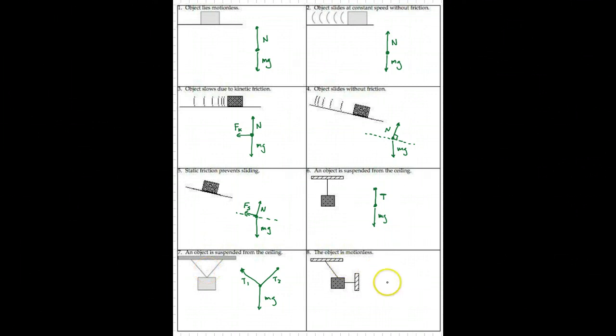All right, object is motionless. It's interacting with the earth. It's interacting with this rope, and it's interacting with that rope. So that's an mg down. That's a tension to the right, and then there's a tension at an angle to the left.